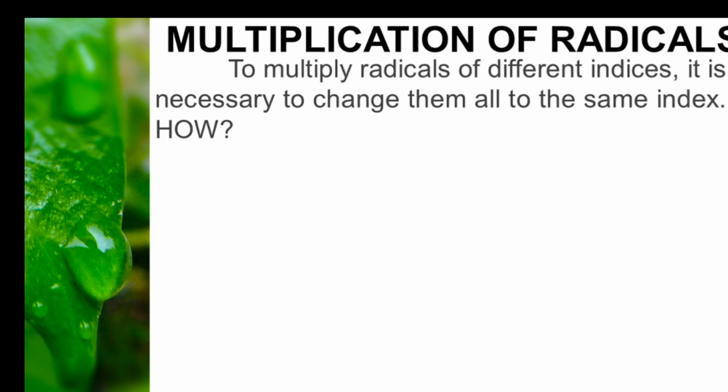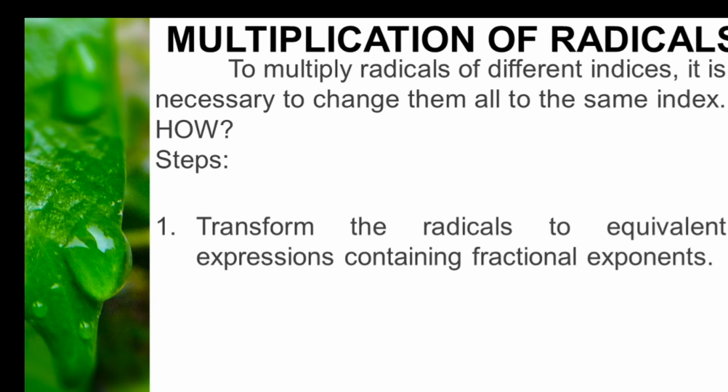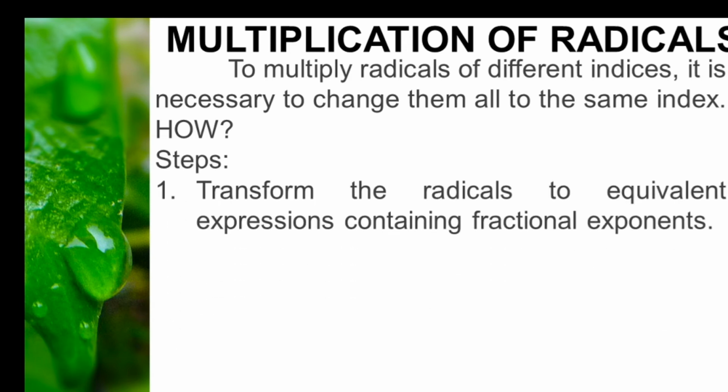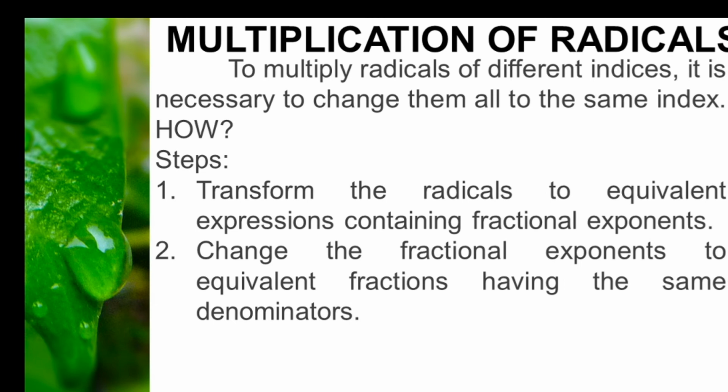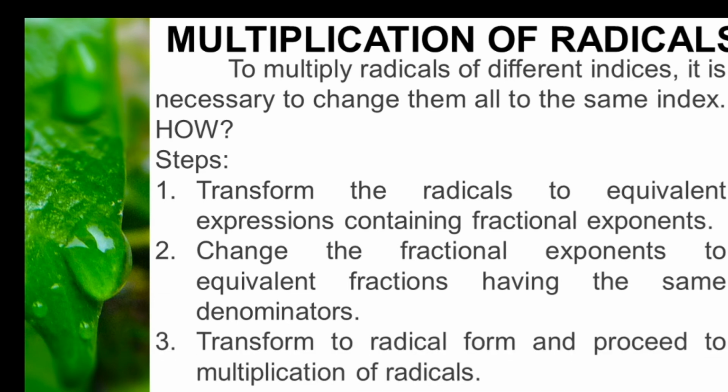To multiply radicals of different indices, it is necessary to change them all to the same index. So how? First step, we need to transform the radicals to equivalent expressions containing fractional exponents. After which, we change the fractional exponents to equivalent fractions having the same denominators. And lastly, transform to radical form and proceed to multiplication of radicals.